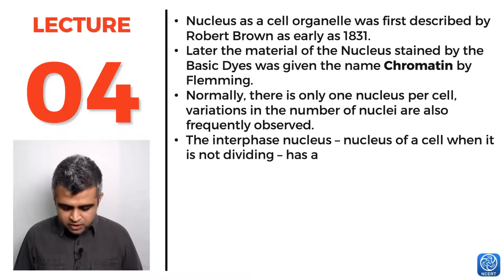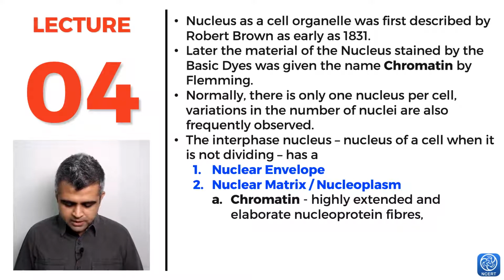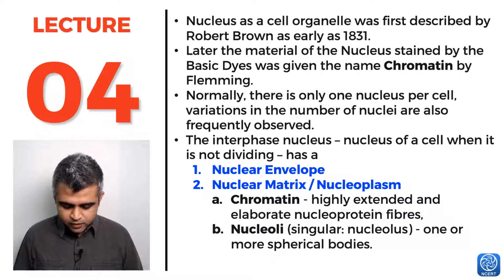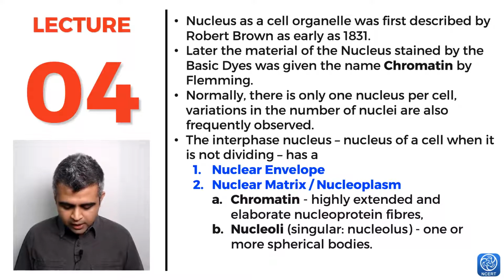The interphase nucleus of a cell, when it is not dividing, has a nuclear envelope and it has a nuclear matrix or nucleoplasm. The nuclear matrix or nucleoplasm has chromatin and has nucleoli. Chromatin are highly extended and elaborate nucleoprotein fibers, basically DNA and protein, and nucleoli are one or more spherical bodies which may also be found in the matrix.